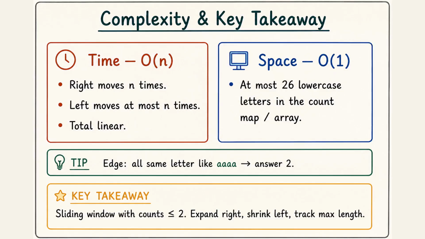Key takeaway. Sliding window with counts at most 2. Expand right, shrink left, track the max length.